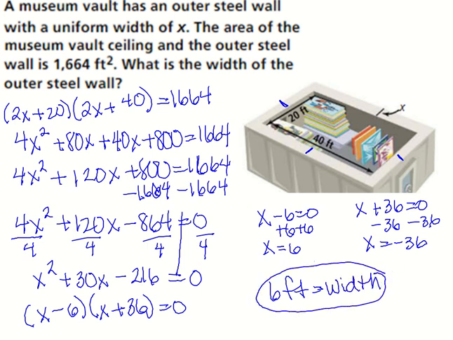So we have to remember for real world situations that negatives won't work, because if I'm trying to measure something, I can't measure something in negatives. So this is like a non-solution. If I graphed this, I wouldn't technically have these graphed as well, because again, I'm talking about a real world situation. So we have two solutions for just a general graph, but for a real world situation, my only solution that works is 6 feet.